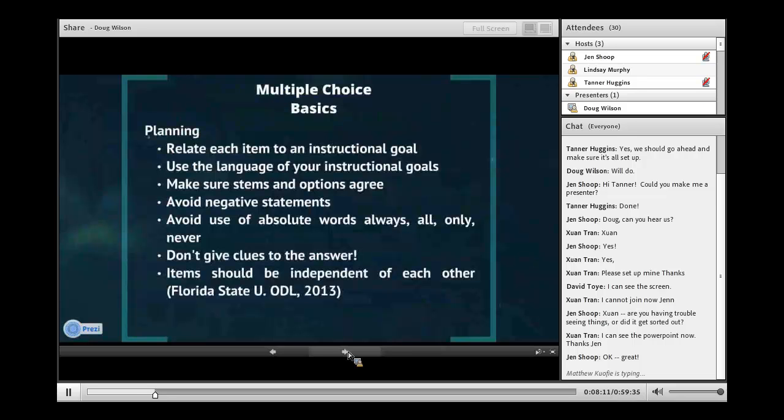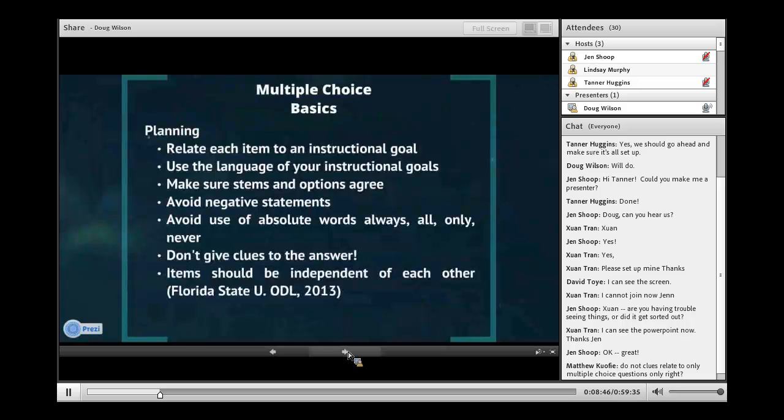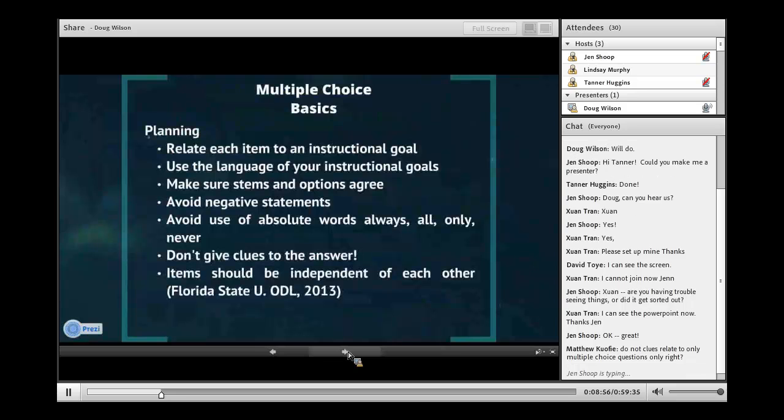It's just important. Avoid use of absolute words: always, all, only, never. And don't give clues to the answer in the question that you ask or in the responses. That's probably a lot easier to do, giving away an answer, than it is to write a successful multiple choice question that actually forces a student, compels a student, encourages a student to respond with what they know.